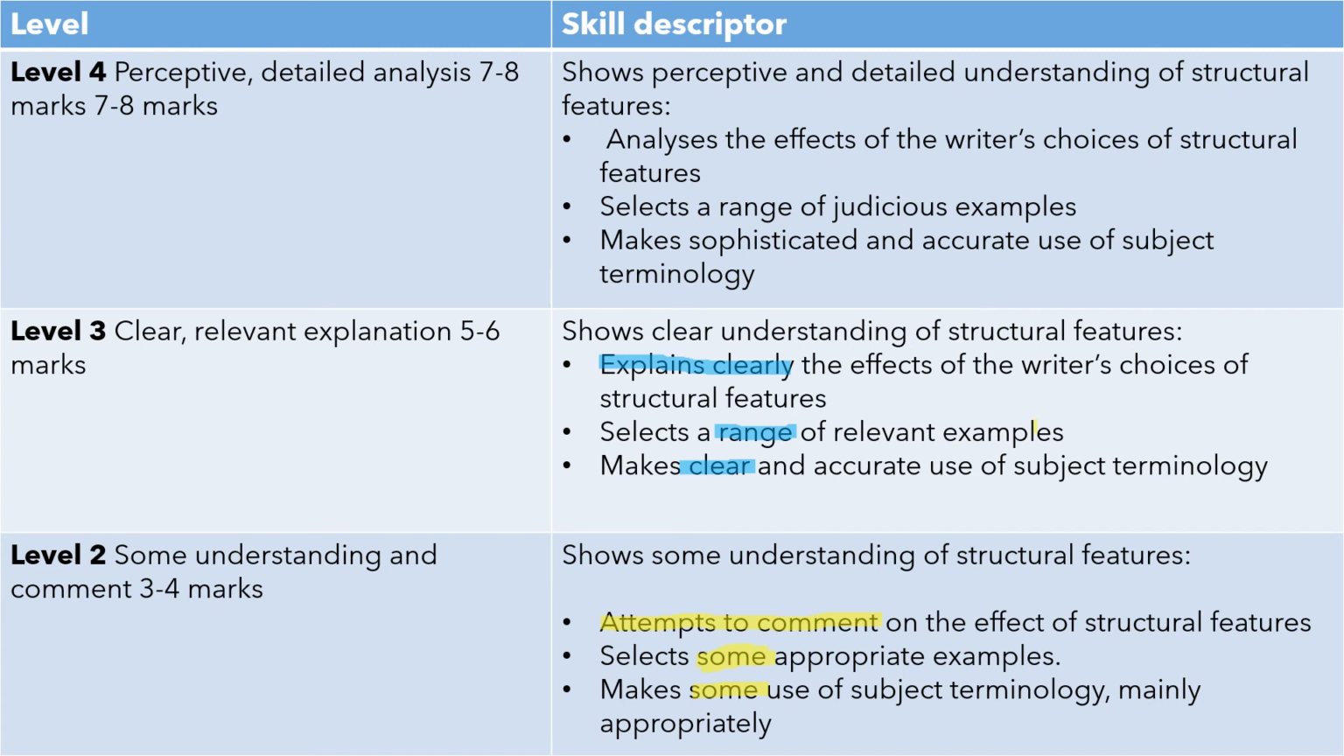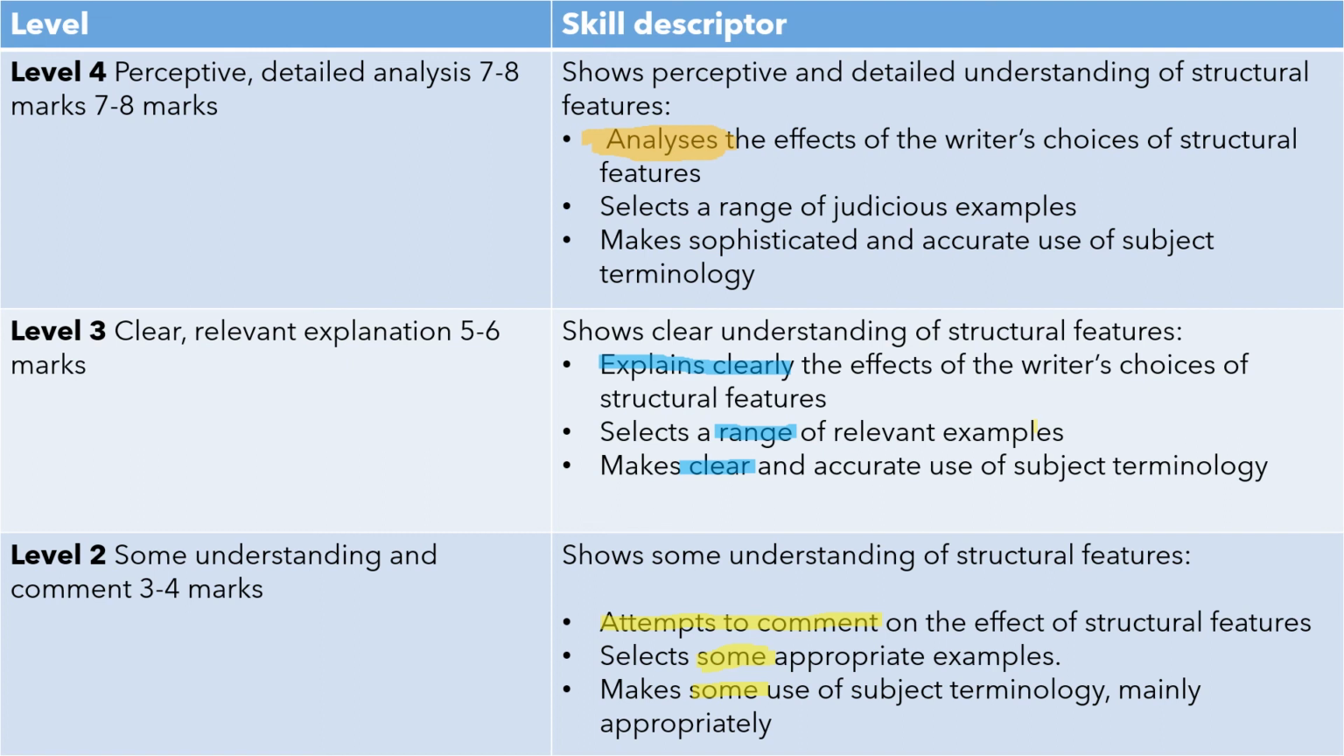The final one, level 4, this is where it gets really, really high level. So you can see there, 7 to 8 marks. That means you'll be getting full marks potentially if you get into that level 4 range. So we'll go for the top bullet point again. Analyze the effects of the writer's choice of structural features. Now, when it says analyze the effects, it means, are you breaking down the effects? Really commenting on what effect has this had? Really trying to explain how is it interesting, how is it engaging the reader.